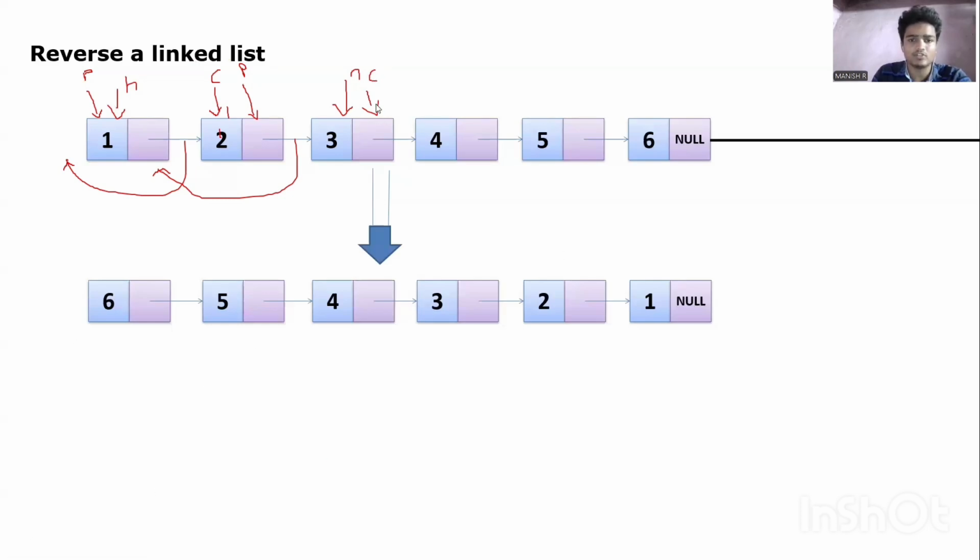So the condition is true. So next, we have to move the next. The next will come here, and again the previous. So current of next, current of next, it will point to the previous node.